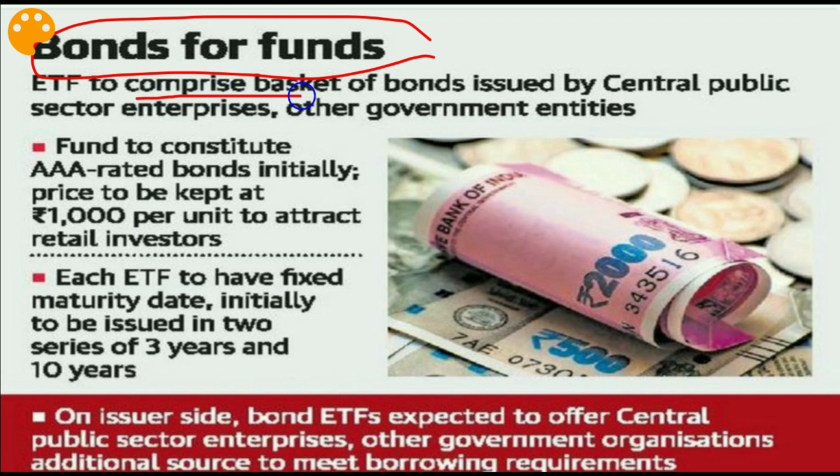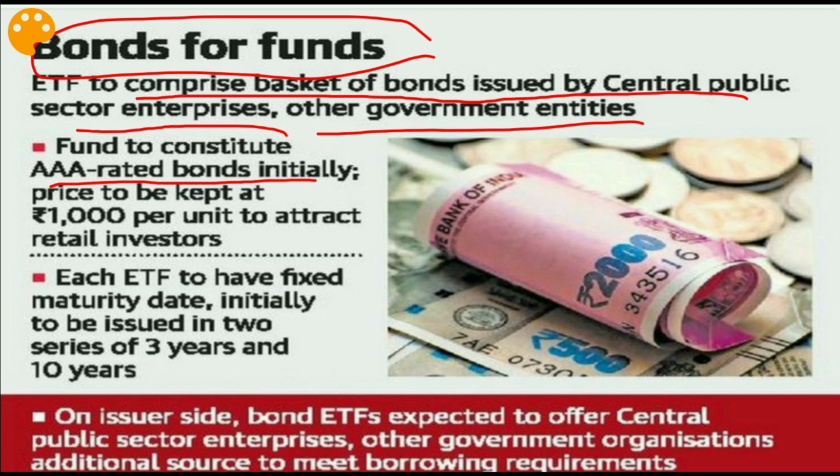The ETF will comprise a basket of bonds issued by central public sector enterprises and other government entities. The fund will constitute AAA rated bonds initially, with the price kept at 1000 rupees per unit to attract retail investors, as we have already discussed. Each ETF will have a fixed maturity date, initially to be issued in two series of 3 years and 10 years. On the issuer side, the bond ETF is expected to offer central public sector enterprises and other government organizations an additional source to meet borrowing requirements.